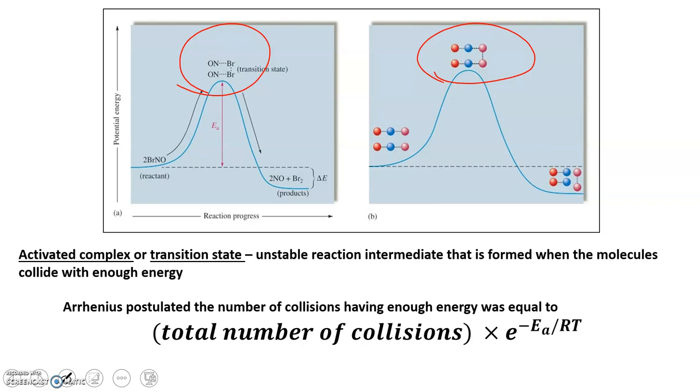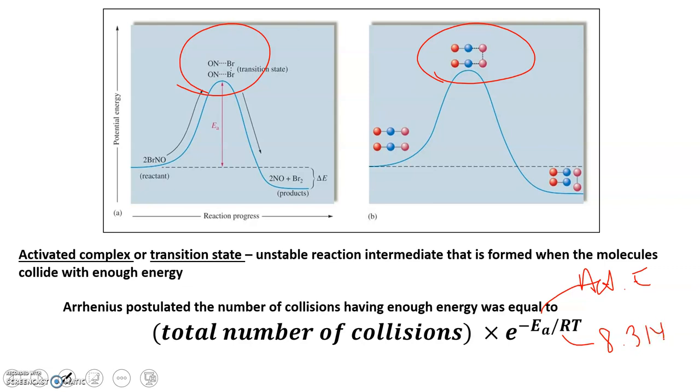And Arrhenius was a chemist who postulated, or came up with the idea, that the number of collisions having enough energy has to be equal to the equation at the bottom. And so the number of collisions times the e function, so the exponential function, and then that's raised to the negative EA divided by RT. And so this EA here is the activation energy, and temperature is T, and then we're dealing with energy, and so the R constant that you're going to use is the 8.314 R constant.